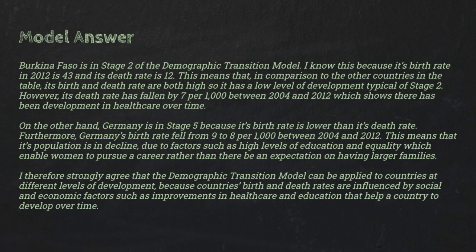Again, I make the point that Germany is in stage 5 and say why its birth rate is lower than its death rate. I then use the data from the table to exemplify this and go on to explain a reason why this may be the case. In my third paragraph, I conclude using the question words to help me, addressing the "to what extent" command and summarising my key point from my answer.